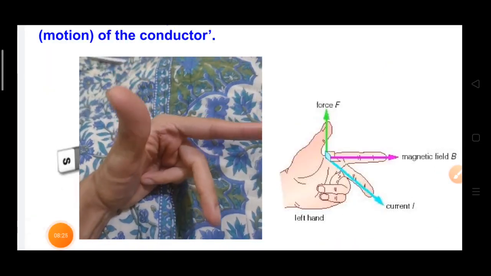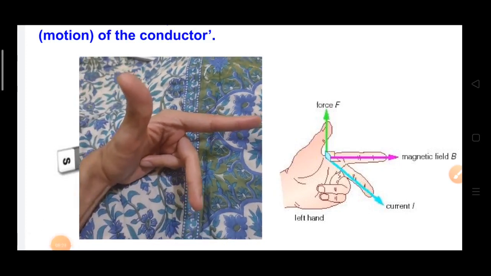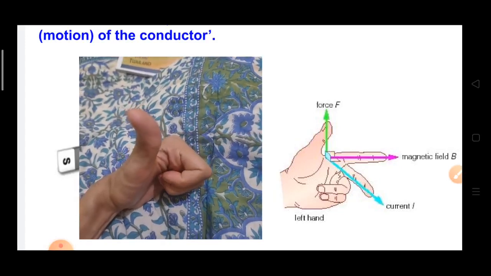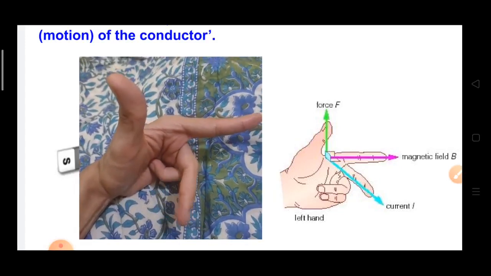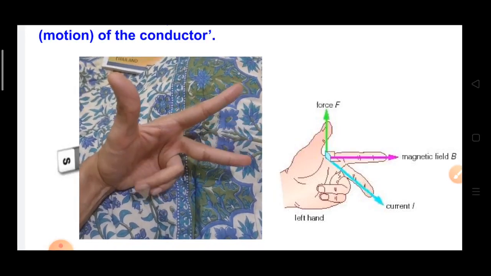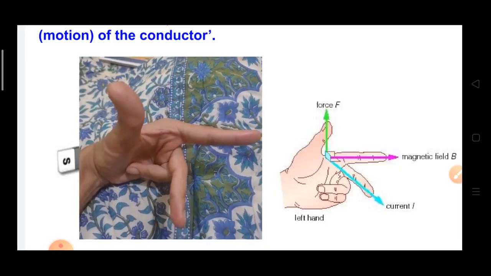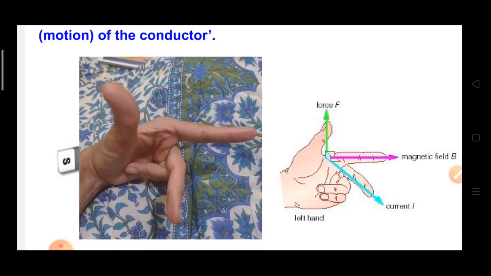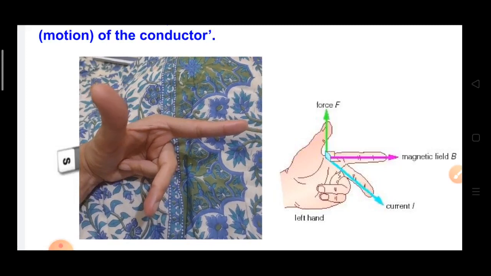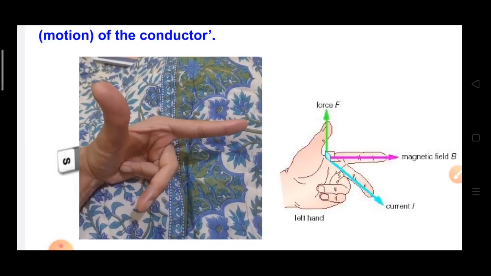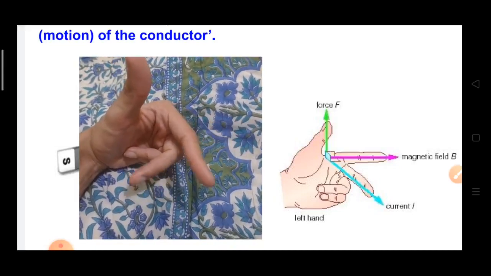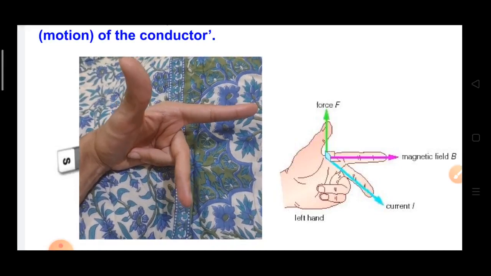So what does this rule say? Fleming's left hand rule: you have to take your left hand and stretch the thumb, forefinger and middle finger in such a way that they are perpendicular to each other. The other two fingers you have to fold. Okay, so you can see the thumb. This thumb gives the direction of force acting on the current carrying conductor. This finger is giving the direction of magnetic field, and the middle finger is the direction of current.